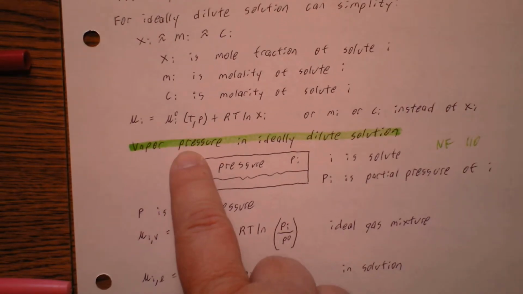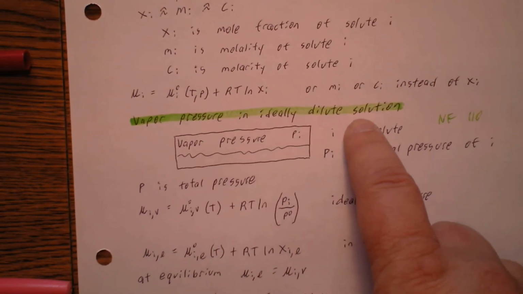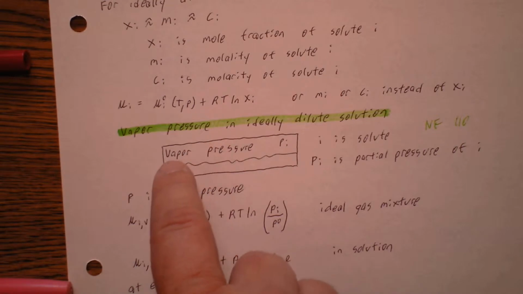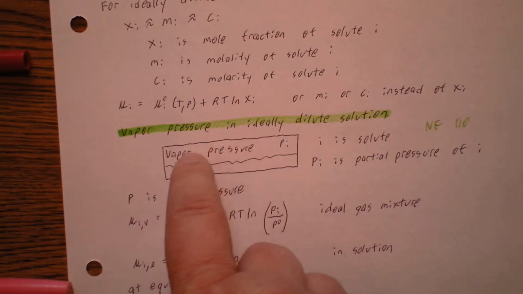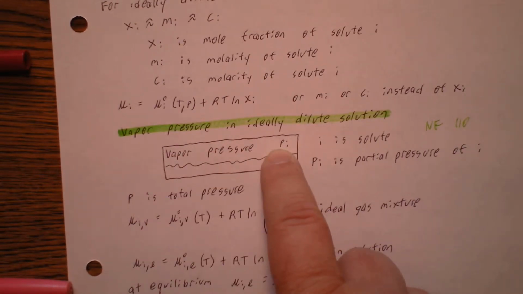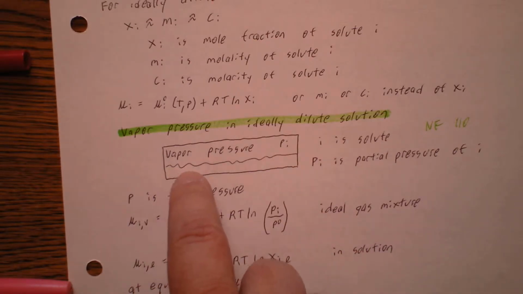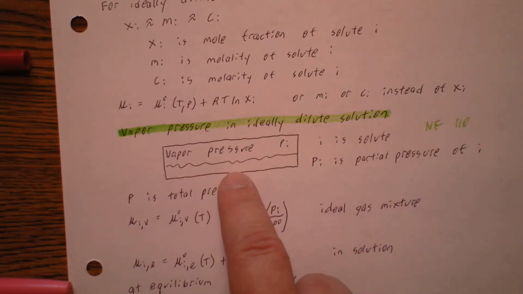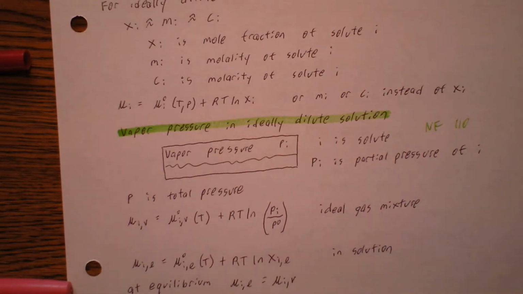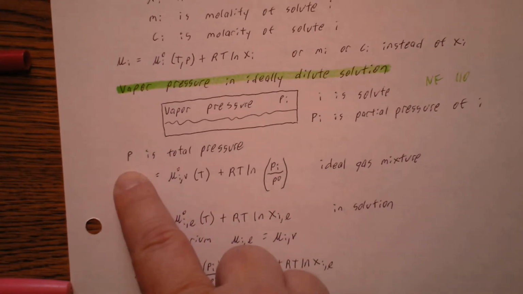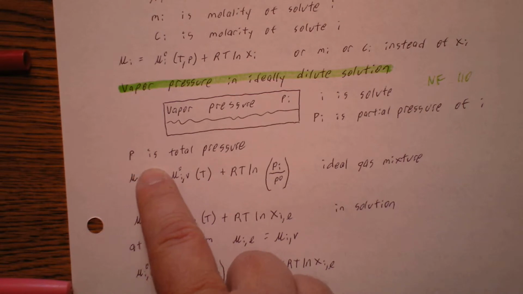So let's talk about vapor pressure in an ideally dilute solution. So we have this system. Up here we have the vapor pressure, so P subscript I is going to be the partial pressure of the substance I. And then of course down here we have the liquid solution, which has both the solute and the solvent in it. And then of course P is total pressure.